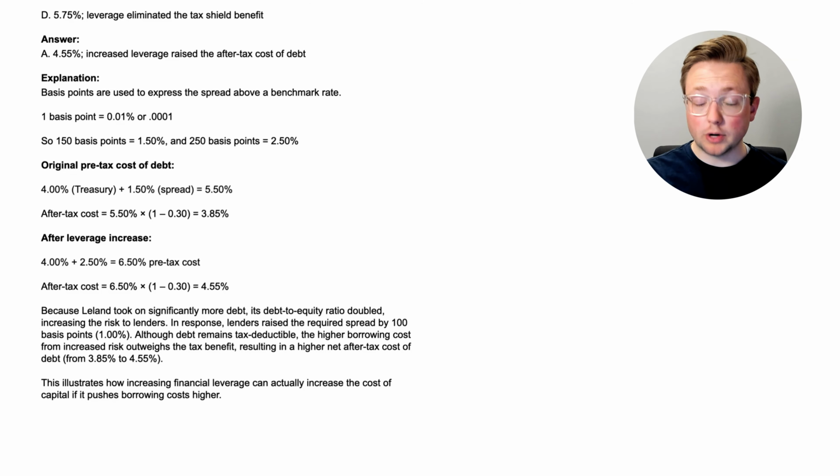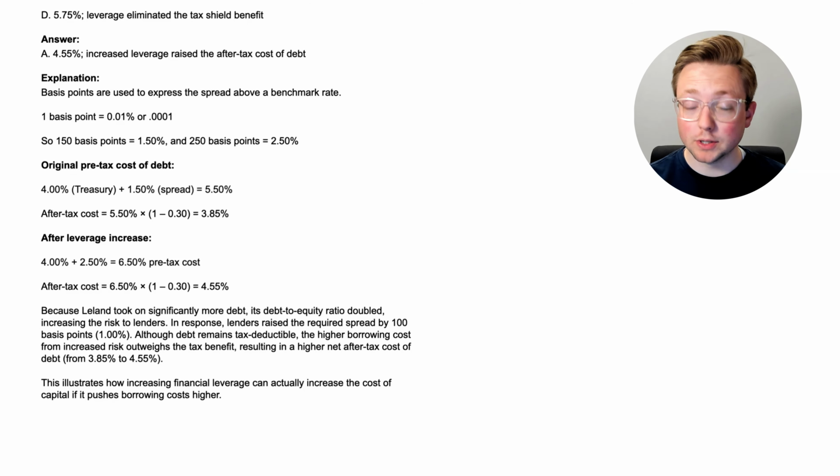When it comes to treasury percentages, you take the 4% treasury percent and you add the spread. So that's 1.5%. If the basis points are at 150 basis points, you have 5.5% as the original pre-tax cost of the debt. Now we can figure out the after-tax cost by taking the pre-tax cost of 5.5% multiplied by 1 less 0.3, or 30%, which is the tax rate. So that gives us 3.85% of after-tax cost with the original 150 basis points.